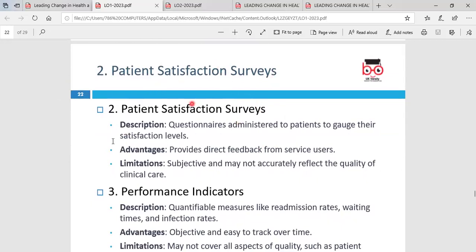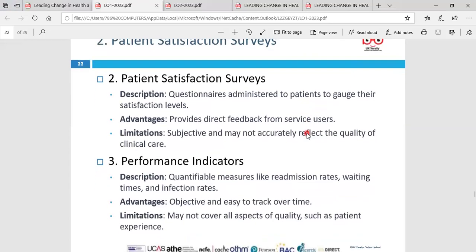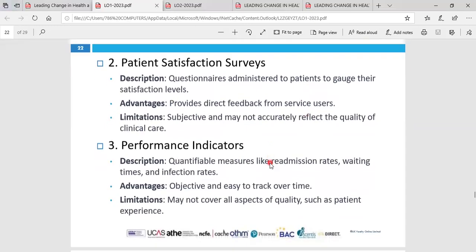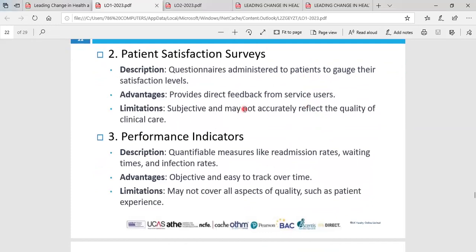Patient satisfaction surveys, they're very good. When you analyze them, they're questionnaires that patients can fill in, and then it says how satisfied they are. The advantage is that it gives direct feedback. It can be subjective and biased if it's not accurately reflecting the quality of clinical care. Patients have their own views, their own mindset that they come with, and this can influence these satisfaction surveys.